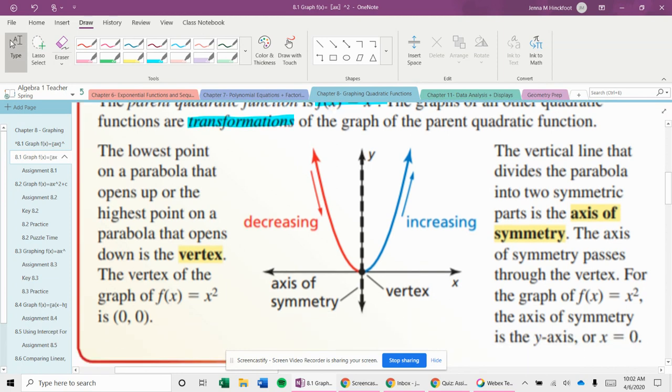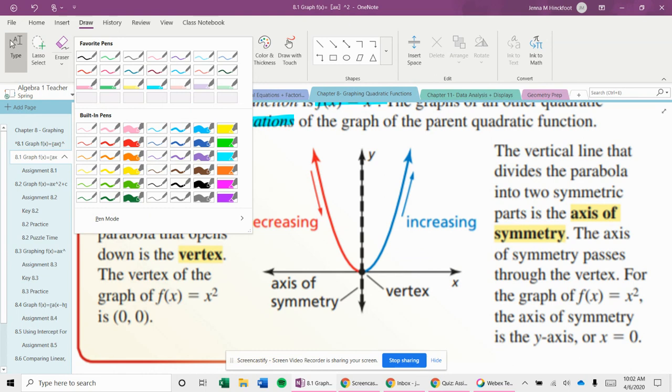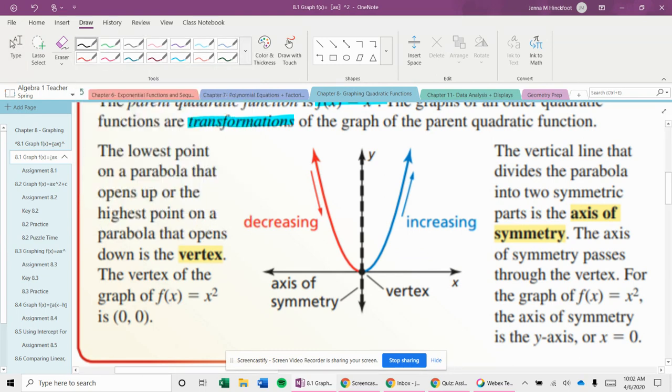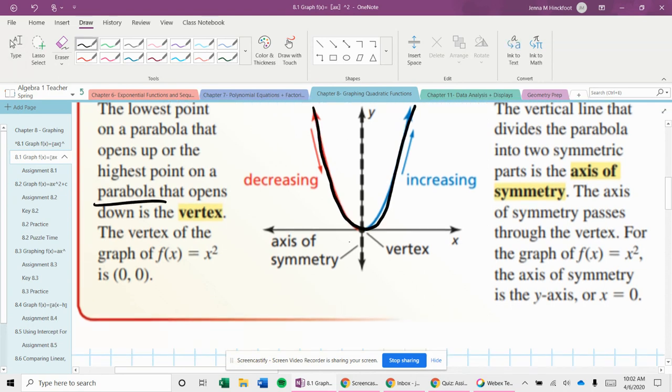So as you can see here, your graph is a parabola. That's how you identify this parabola. And that just means like a U, as you can see here. Now you also could have an upside down U, so keep that in mind. And this just kind of goes through everything you're going to see.